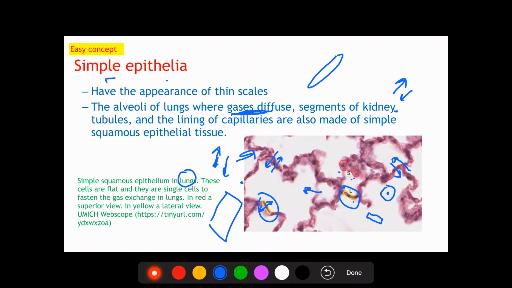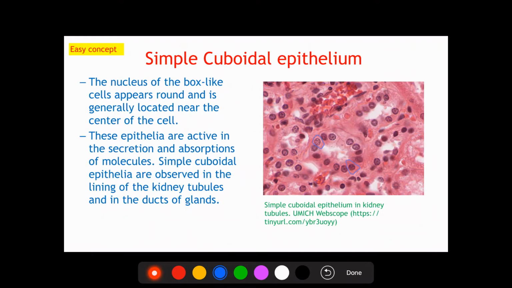Imagine if oxygen has to diffuse through all of this thickness of the cell or multiple layers. It will be extremely hard to breathe. But because of the simple epithelia, it's a much easier process. So this is the simple epithelia.